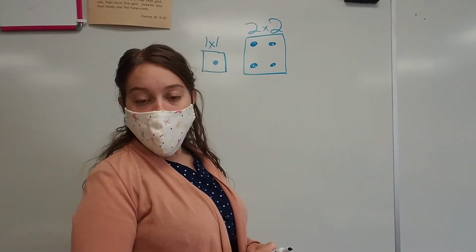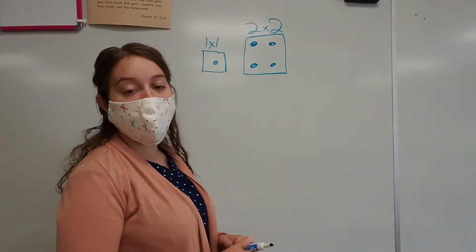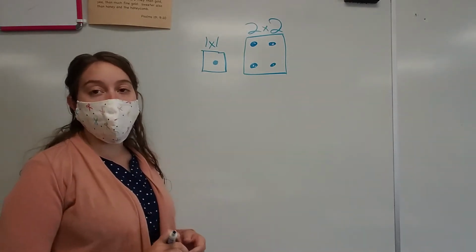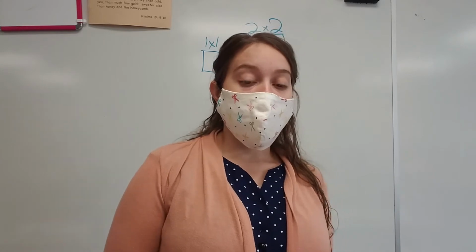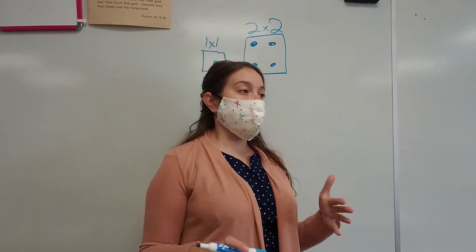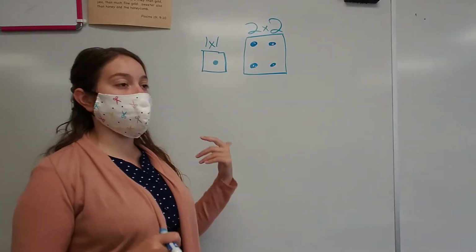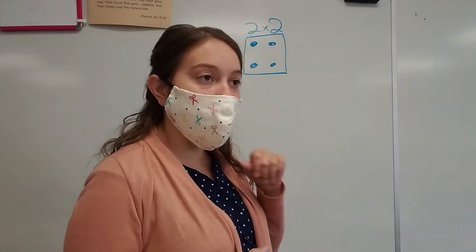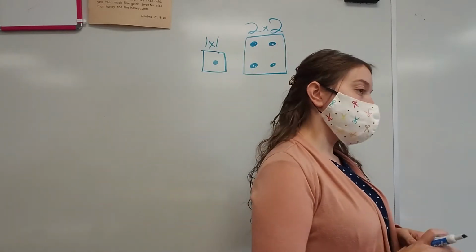So look at your array for 9. How many rows are in your array for 9? 3. How many columns? 3. So 3 times 3 gets us 9. Even though 1 is a little different because it's just 1, it can still technically be viewed as a square number.